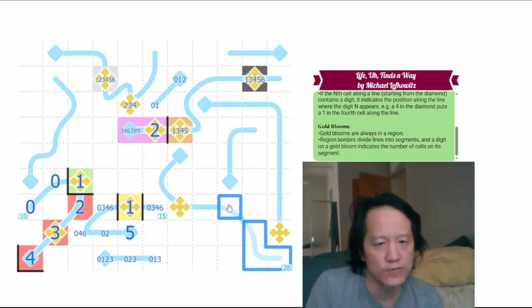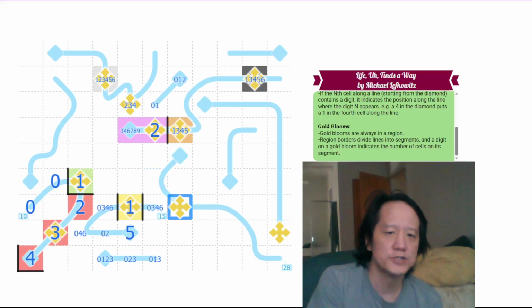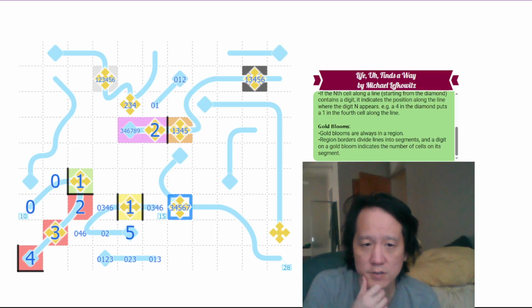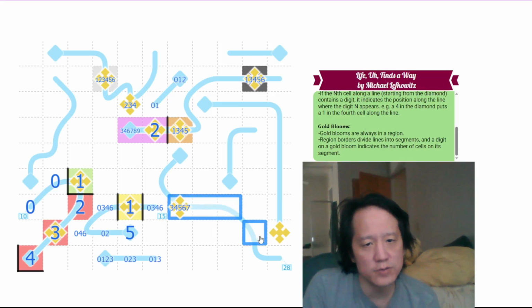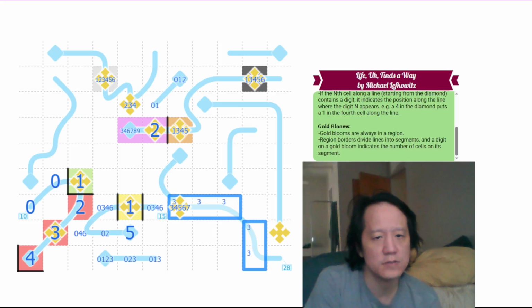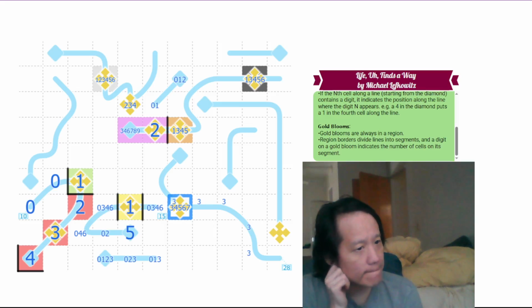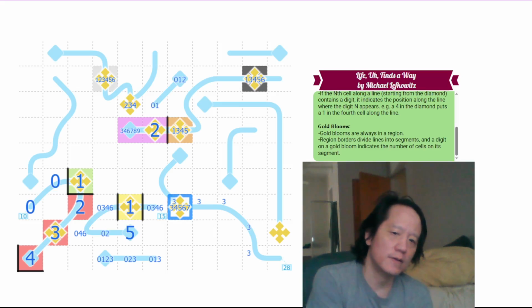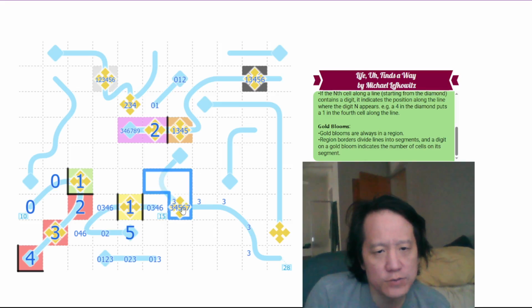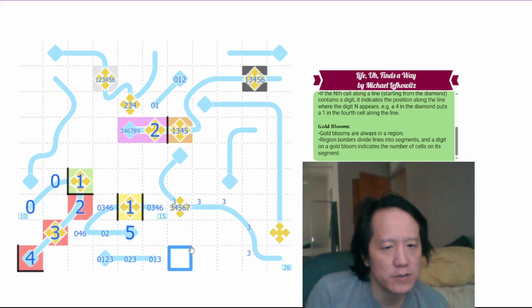1, 2, 3, 4, 5, 6, 7, 8. Can't be the full 8 either. So this is 3, 4, 5, 6, 7 as possibilities. That means 3 has to be one of these. Can it actually be the full 1, 2, 3, 4, 5, 6, 7, 8, 9? Yes, it could be. Yeah. We know there's a 3 somewhere along this.